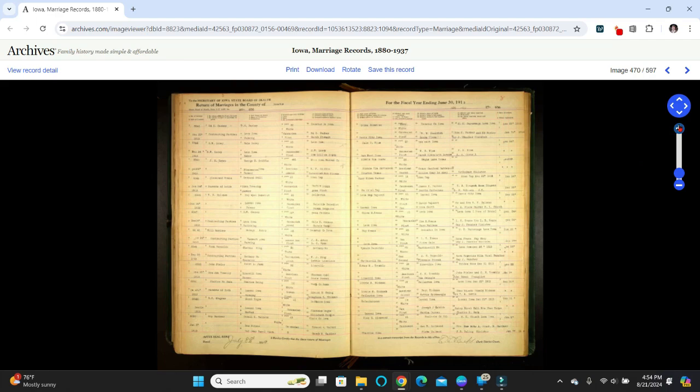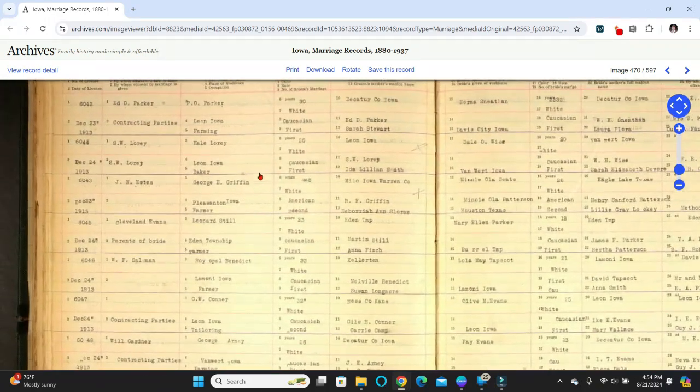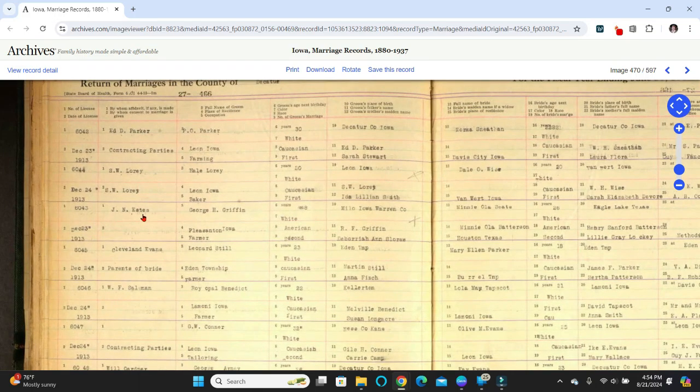There's a lot of information you could be missing, and I wanted to give you a good example of that. So let me just enlarge this a bit so we can see it a little bit better. We're going to be looking at this groom right here, George Griffin. This is actually the groom, and this is his person standing by him. So we have George Griffin, and he is marrying Minnie Ola. I think that says Seat, but I'm not 100% sure. I'd have to do a little research there.